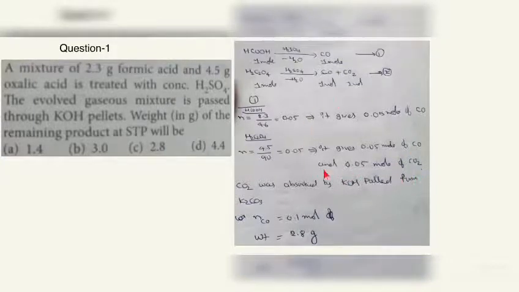And in these gases, only carbon dioxide was absorbed by the KOH pellets, forming K2CO3. So remaining here you will get 0.05 mole of CO from formic acid and 0.05 mole of CO from H2C2O4. So the total number of moles of carbon monoxide is 0.1 mole. Weight is equal to number of moles into molecular weight. As we know, the molecular weight of carbon monoxide is 28, so 0.1 mole means 2.8 grams. So this 2.8 grams will remain as the final product.